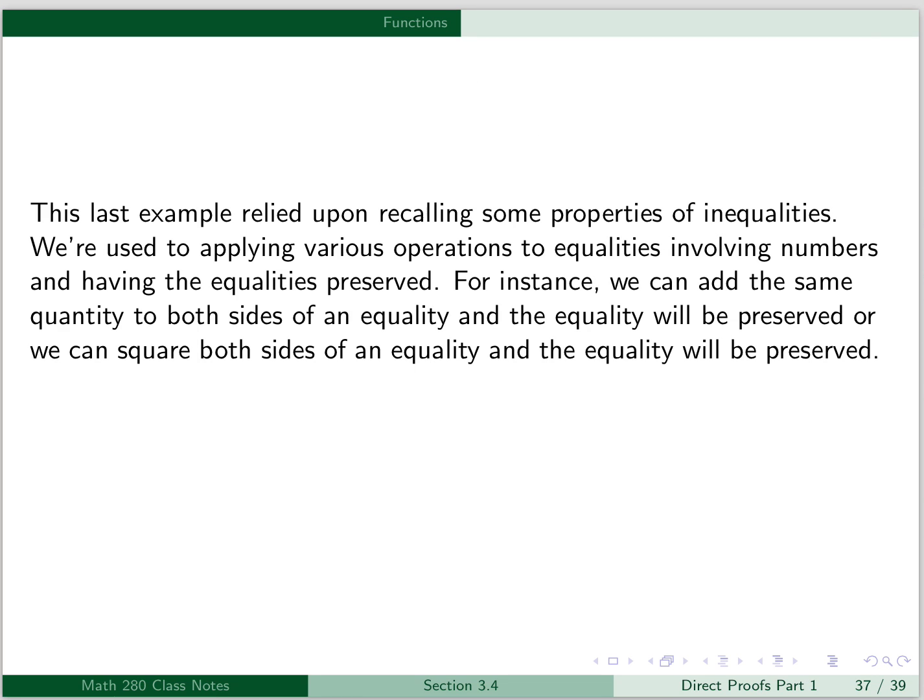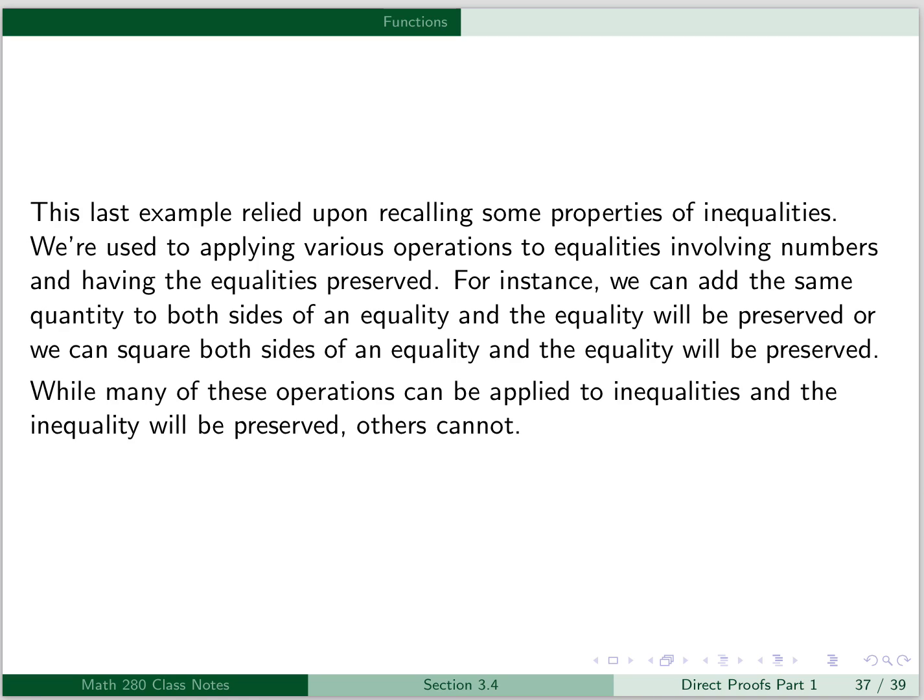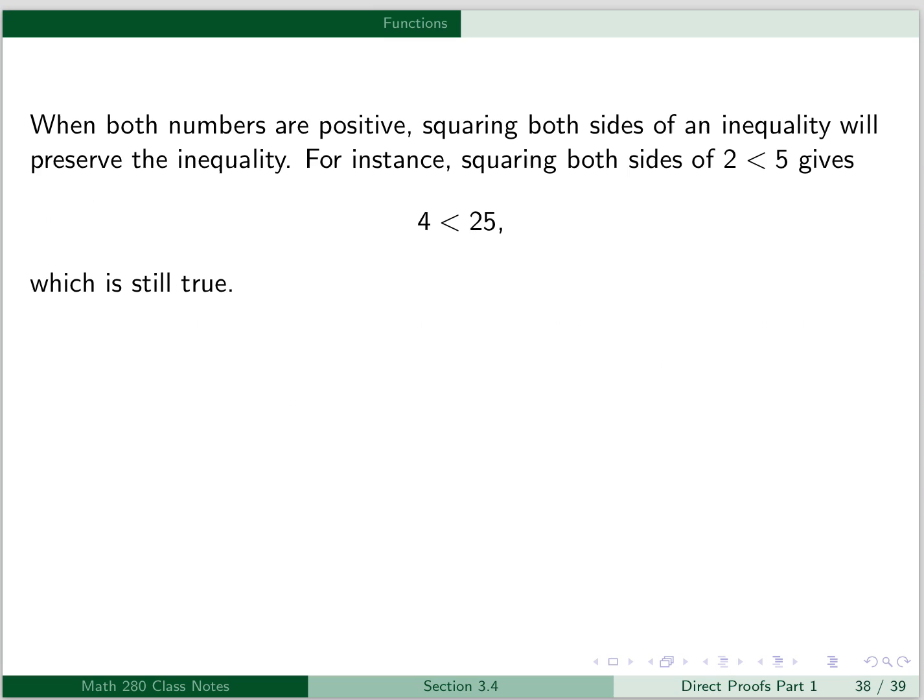Now this last example relied upon recalling some properties of inequalities. We're used to applying various operations to equalities involving numbers and having the equalities preserved. For instance, we can add the same quantity to both sides of an equality and the equality will be preserved, or we can square both sides of an equality and the equality will be preserved. While many of these operations can be applied to inequalities and the inequality will be preserved, others cannot.